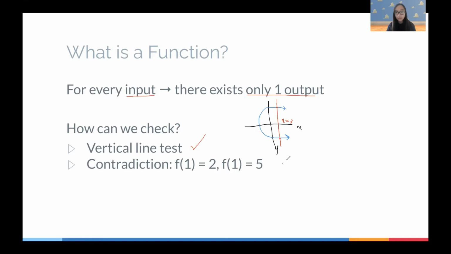We can check this through the vertical line test, as we said, or we can check this through contradiction. So maybe we have y squared equals x. If y is, for example, -3, -3 squared equals 9, right? But also 3 squared equals 9. So we have two values of y for the same value of x, so that doesn't work. So that's another way we could check.